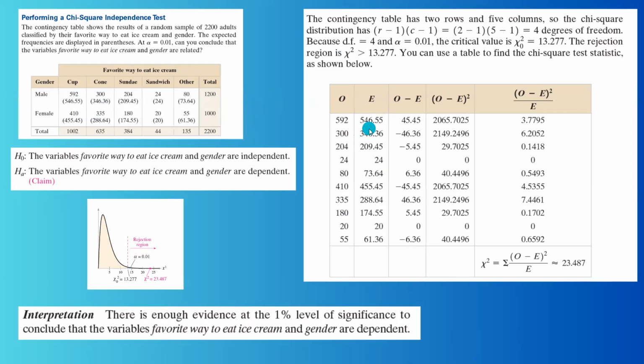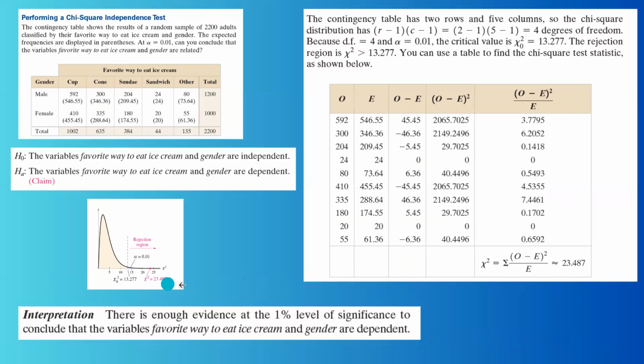Then you find the difference between them. You raise these to the second power and you divide it by the expected. So each difference raised to the second power divided by expected. And when you do the calculation, it is 23.487.